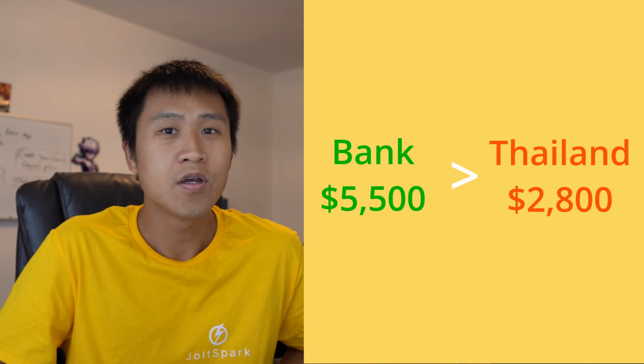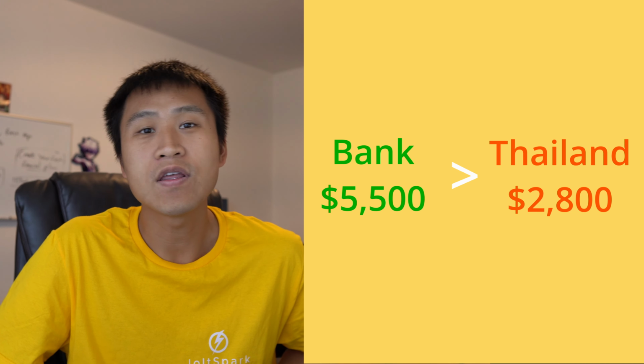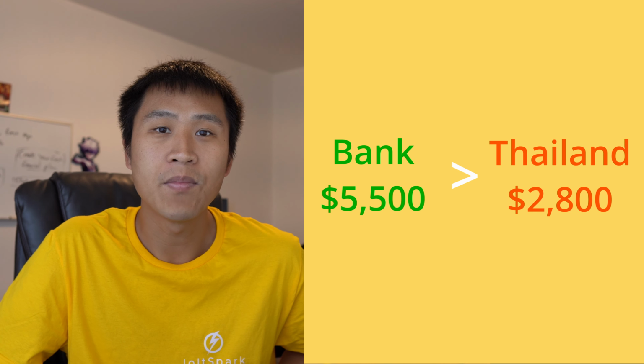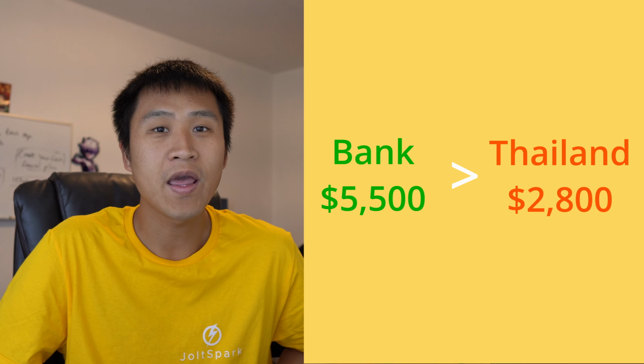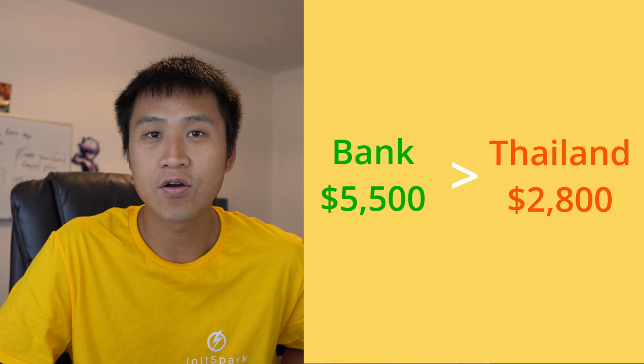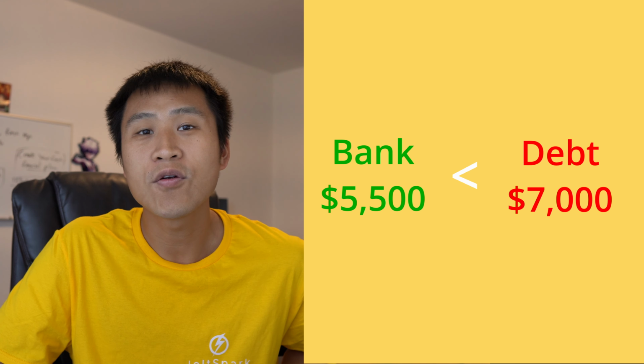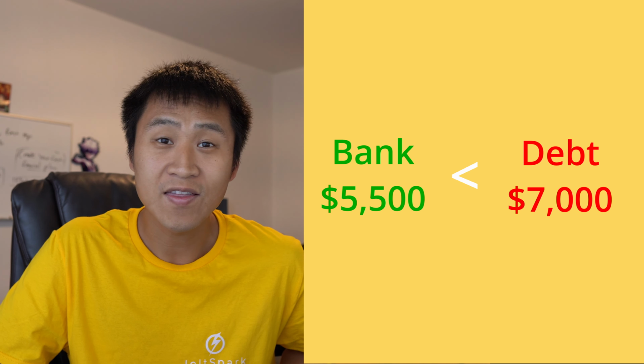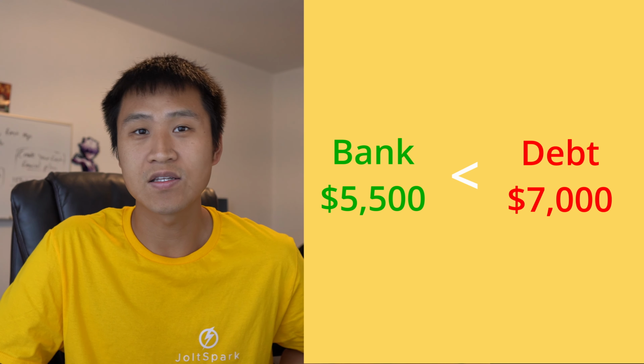The final step that needs to be done is determining our cash flow. Where does the money that we earn each month go towards? You can see that although I have the $5,500 in my bank account and I could easily pay for the $2,800 trip that I budgeted, I have other expenses that I need to pay for, like the credit card debt of over $7,000. But beyond just that credit card debt, there's also the expenses of my monthly rent, the food that I have to eat.